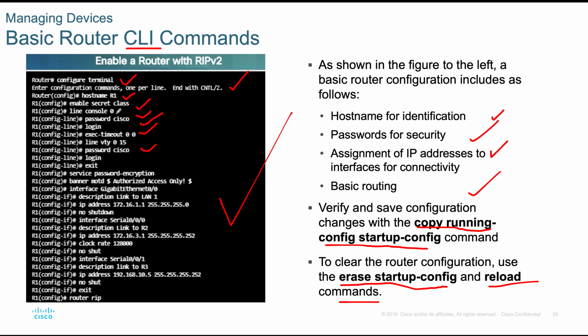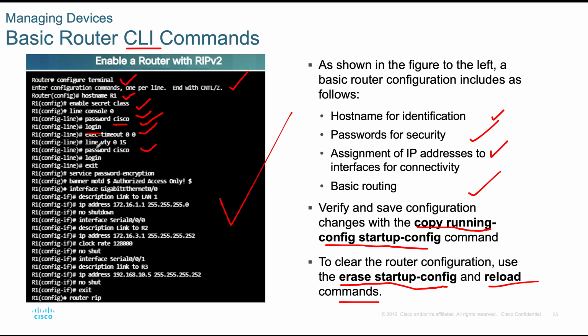Router 1 config hashtag line console 0. You have to configure the console line. Since you configure the line, now we include the line password Cisco. Okay? Router 1 config line hashtag login. Configure login, meaning they have to log in. Router 1 config line hashtag exec-timeout. So you go to configure timeout.